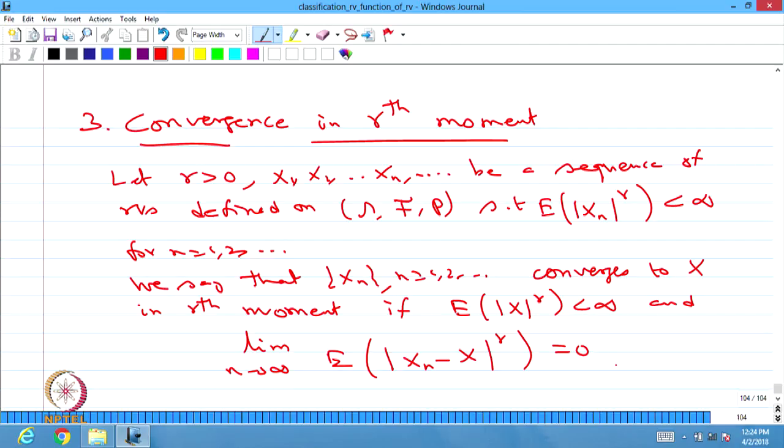We are keeping r greater than 0 and we have a sequence of random variables defined in the probability space such that the rth moment exists for those random variables. We say that the sequence converges to X in rth moment provided the rth moment exists for the random variable X, which is defined in the same probability space, and the limit as n tends to infinity of the expectation of the rth moment of the difference is going to be 0. If these conditions are satisfied, then we can conclude the sequence of random variables converges to the random variable in the rth moment.